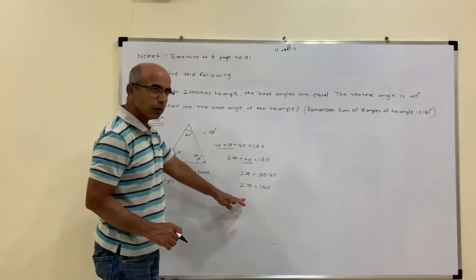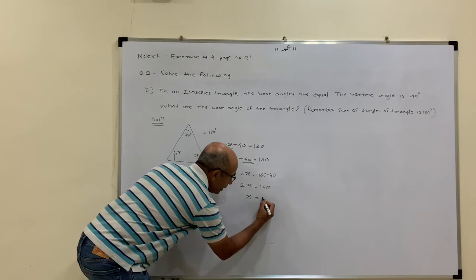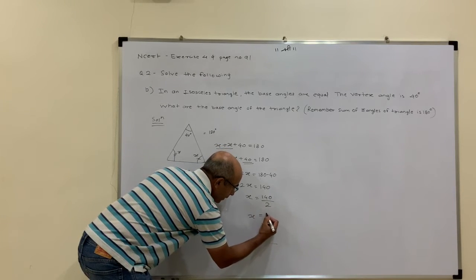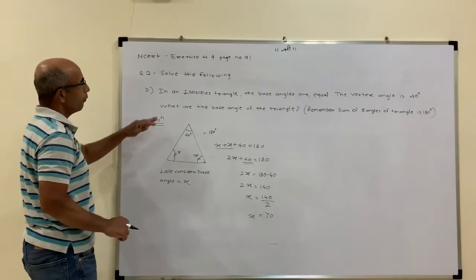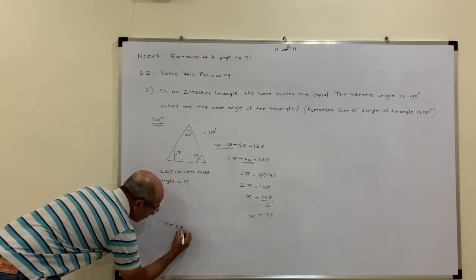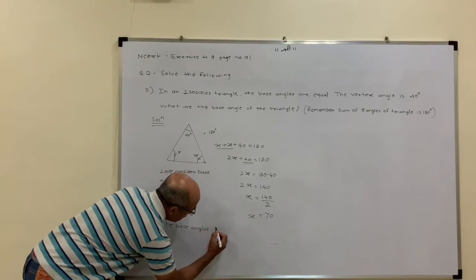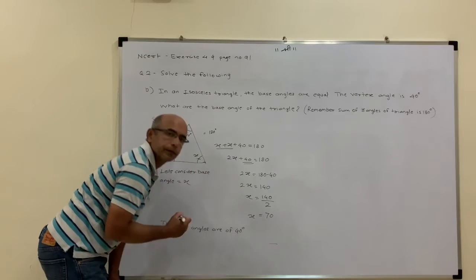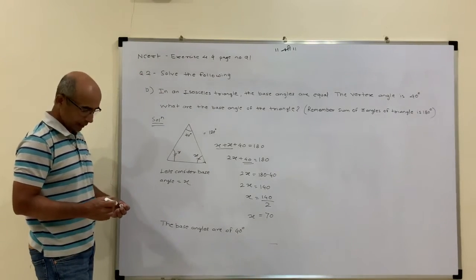Now I am going to transpose 2, which is multiplied on the left hand side, to the right hand side. So my x will be 140 divided by 2. So the value of x will be 70. Now write the answer in word format. What are the base angles? The base angles are of 70 degrees.